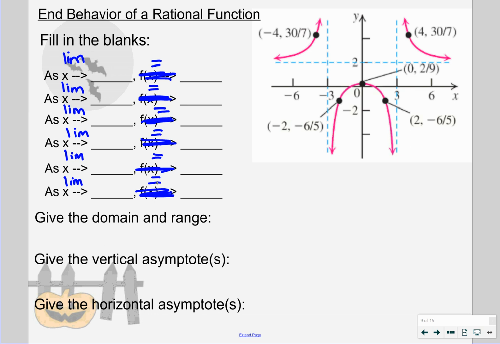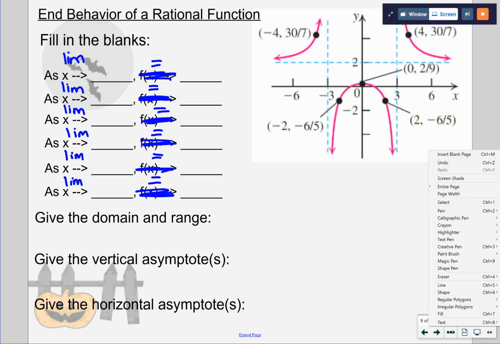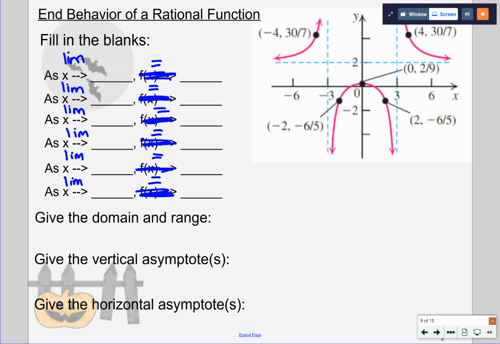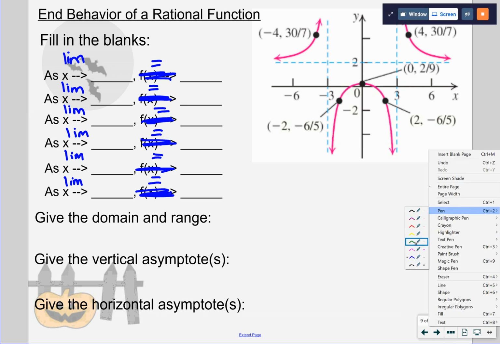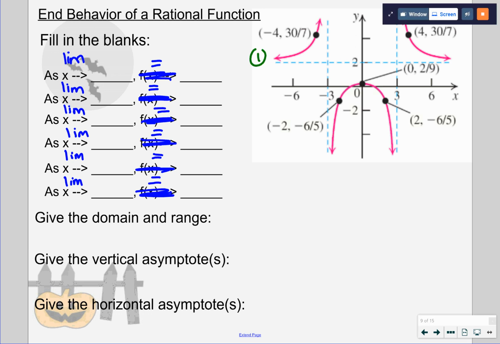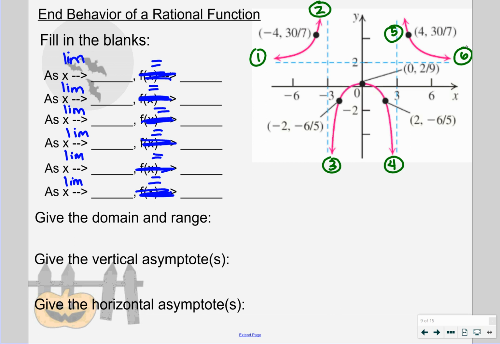Okay, so if I'm looking at these pictures on the top right here, there are 6 ends, and I'm going to number them just from left to right, just so you can see what we're looking at. 1, 2, 3, 4, 5's up there, 6 is to the side. Each of those ends, we're going to list the end behavior for.